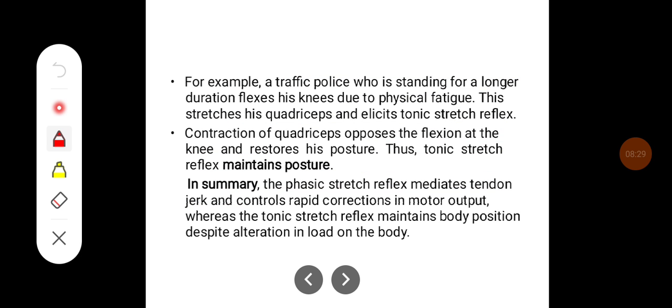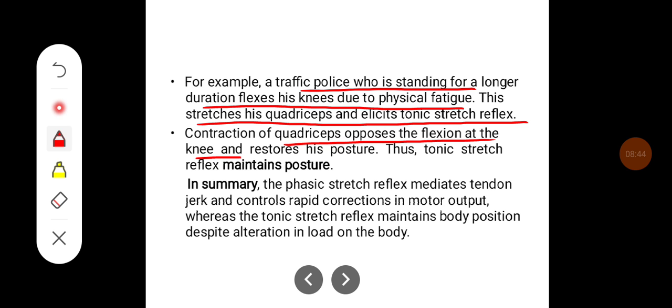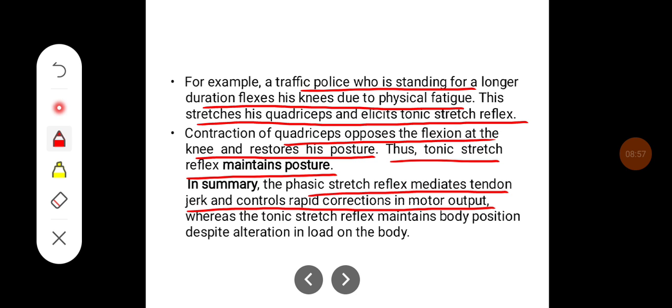For example, a traffic police who is standing for a longer duration flexes his knees due to the physical fatigue. This stretches his quadriceps and elicits tonic stretch reflex. Contraction of quadriceps opposes the flexion at the knee and restores his posture. Thus, tonic stretch reflex maintains posture. In summary, the phasic stretch reflex mediates tendon jerk and controls the rapid correction in motor output, whereas tonic stretch reflex maintains body position despite alteration in load on the body.